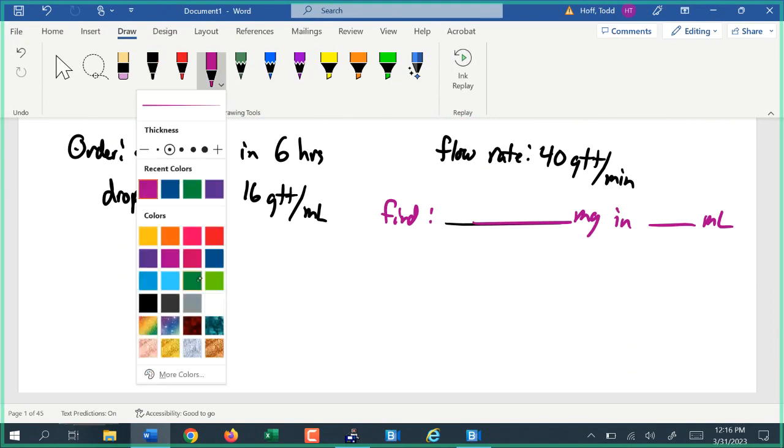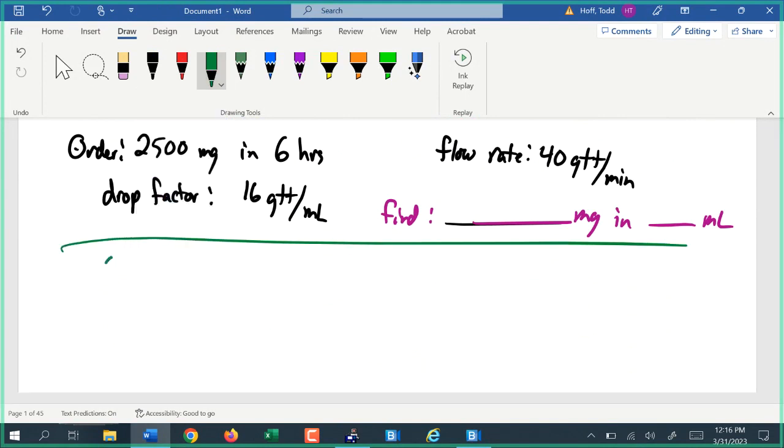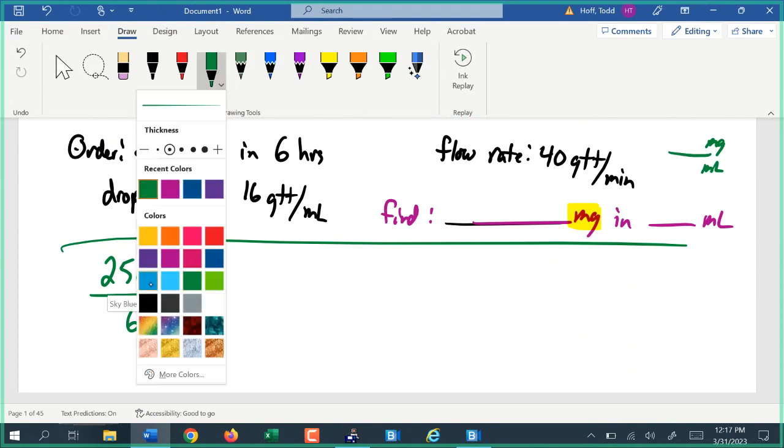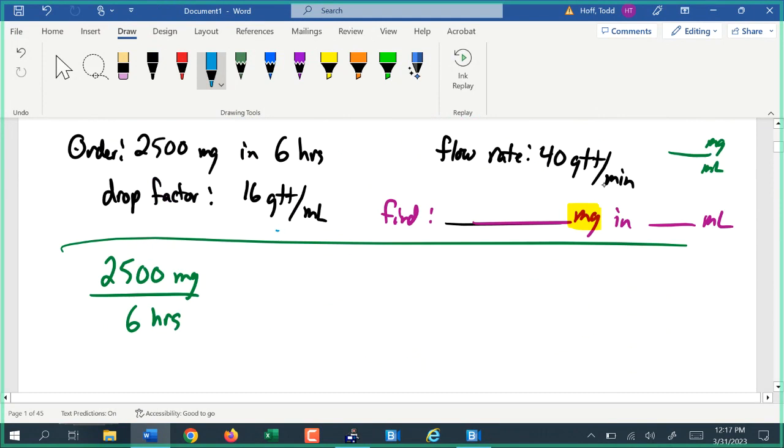So once again, we'll start out with a doctor's order: 2,500 milligrams over 6 hours. Now here we want milligrams. Our concentration of so many milligrams and so many milliliters, remember, really is a fraction or a rate with milligrams on top and milliliters on bottom. So we want milligrams on top. We just need to convert those hours into milliliters. As we look through this problem, there is nothing else with hours in it. We do have minutes, so we have to convert our hours into minutes. So 1 hour is 60 minutes.